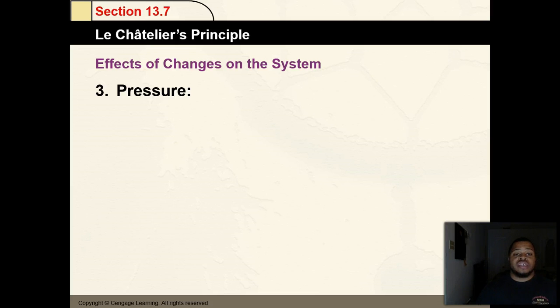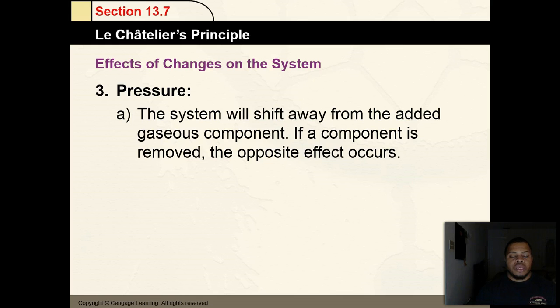Now, the other change that I can make is I can change the pressure. This can happen in a couple of ways. First off, if I increase the pressure, the system will shift away from the added gas component. I know that sounds a little strange, but let's go back to it. If a component is removed, the opposite effect occurs. So if I have Cl2 plus PCl3 coming together, it's going to form PCl5.